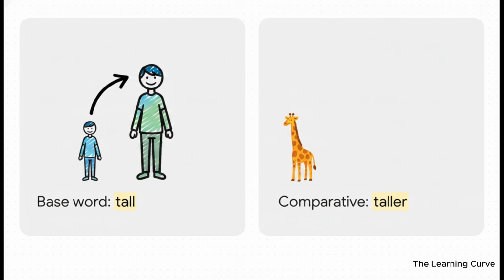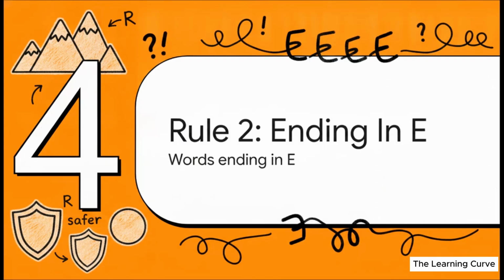And you can do this with other single-syllable words too. Fast becomes faster, like my car is faster than yours. Or old becomes older, giving us this building is older than the school. It's incredibly consistent. But you know, English always has a few slight variations, right?